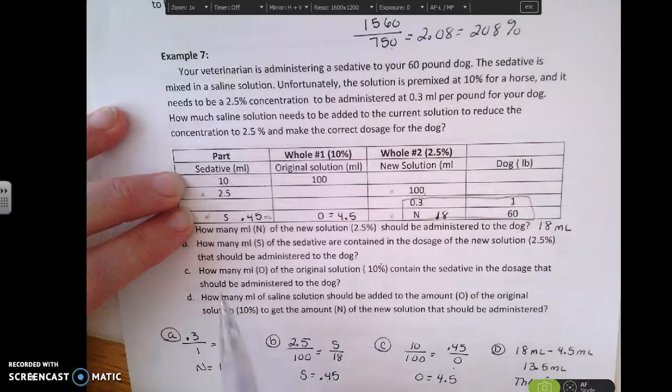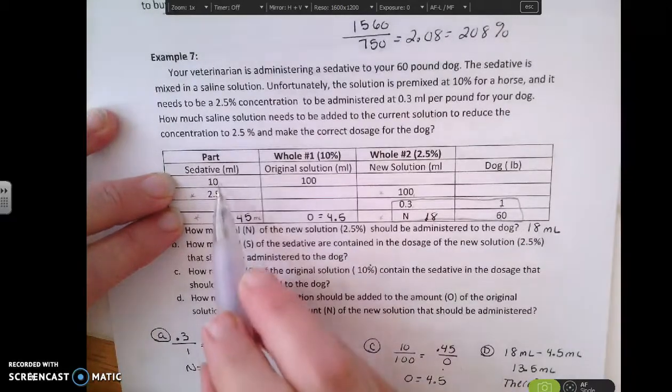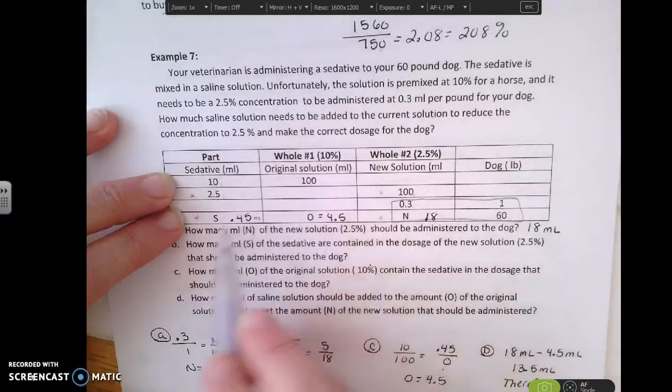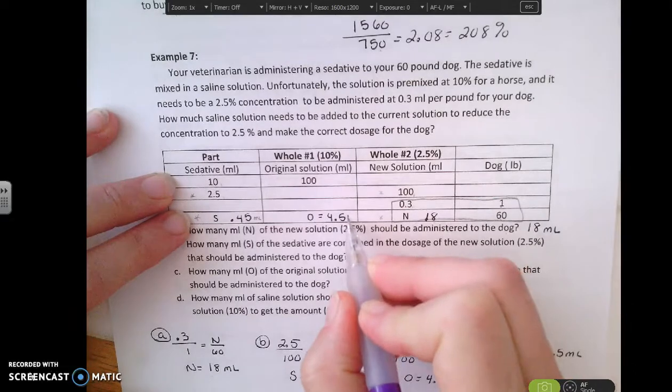Alright, next I want to find how many milliliters of the original solution contain the sedative that should be administered to the dog. So 10 and 100, and then I'm going to use the S and the O. So 10 over 100 equals 0.45 over O, and cross multiply, and you get O is 4.5 milliliters.